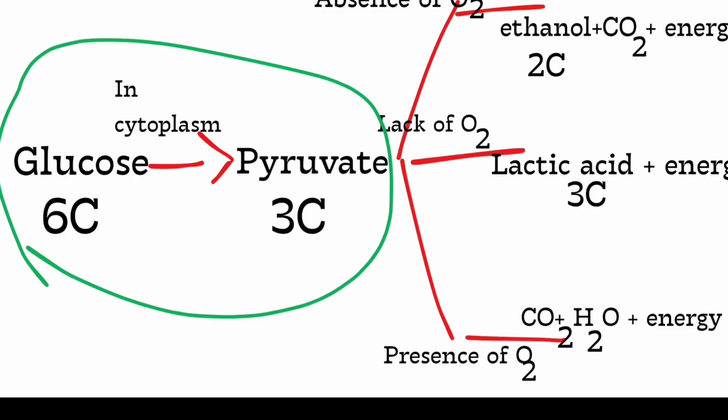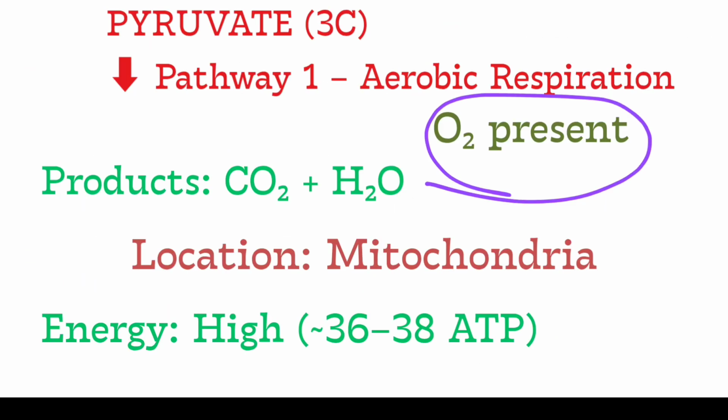So remember, the first step of respiration is the conversion of glucose into pyruvate, and this takes place in the cytoplasm, and this step is the same in all the different pathways. When oxygen is available, this pyruvate enters the mitochondria where it is fully broken down into carbon dioxide and water, releasing a large amount of energy, about 36 to 38 ATP molecules.